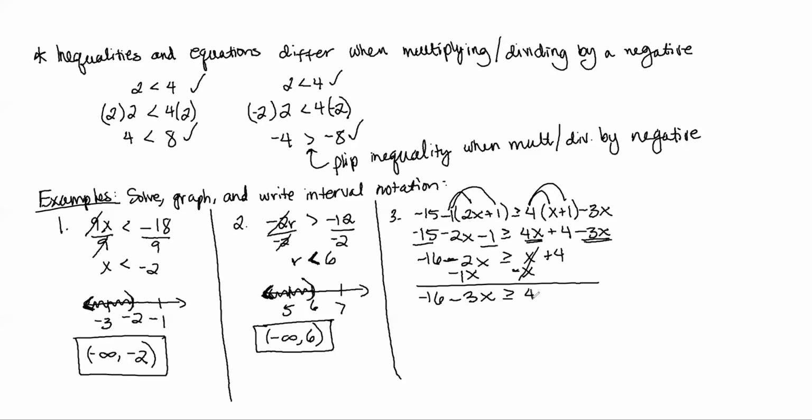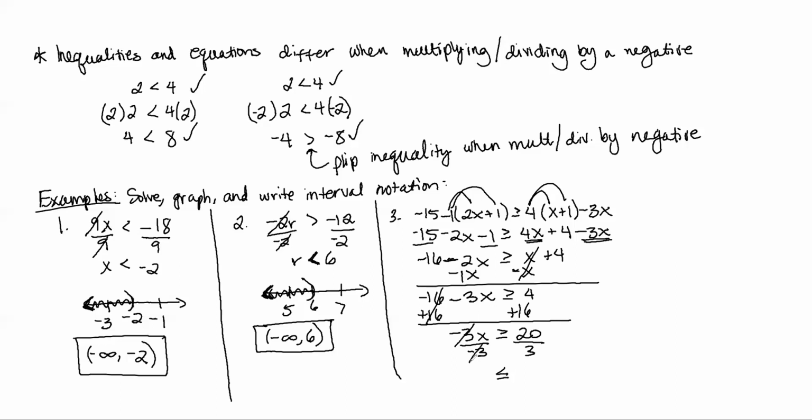4 on the right. Now let's add 16 to both sides. Again, we're just adding. Adding and subtracting is completely fine, so we don't need to flip. We get negative 3x is greater than or equal to 20. And now, if we divide both sides by negative 3, we're dividing by a negative, so we're going to have to flip to a less than or equal to.